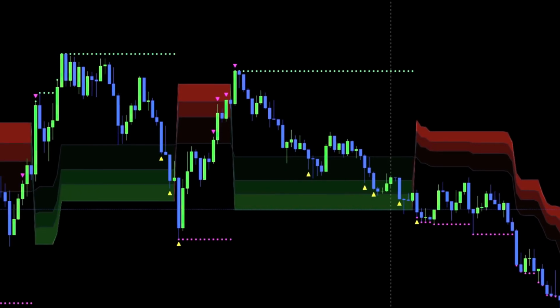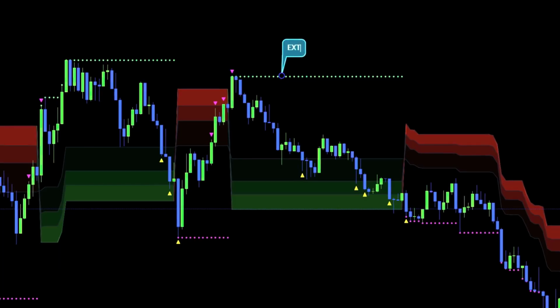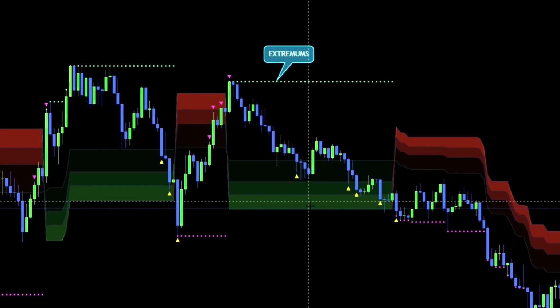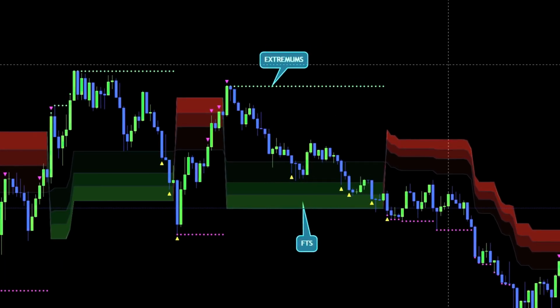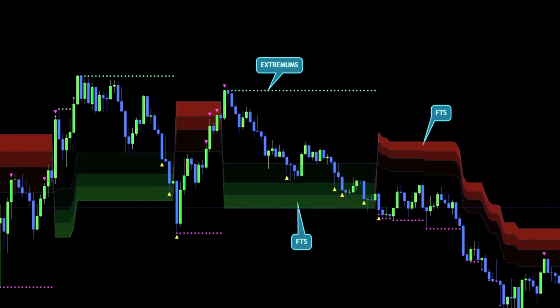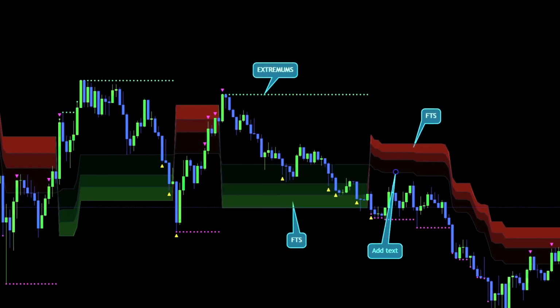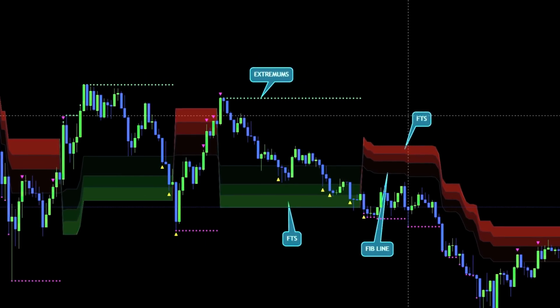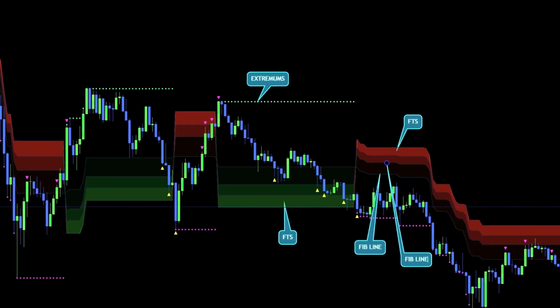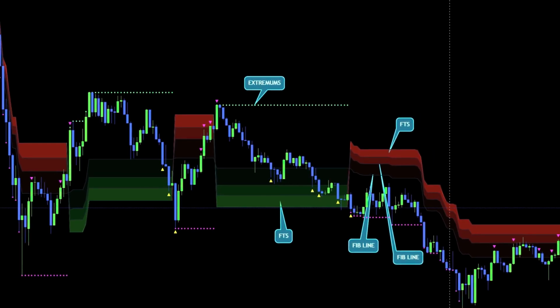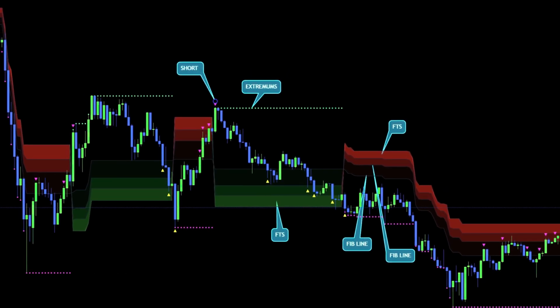This is our foundation. Think of this ribbon not as a simple line, but as a dynamic zone of support and resistance. It's powered by the average true range, or ATR, which means it expands and contracts based on market volatility. When the market is quiet, it tightens, and when the market is volatile, it gives price more room to breathe. This is the first key advantage.